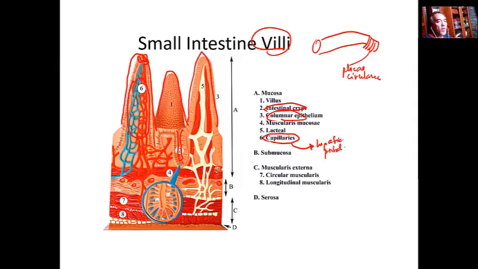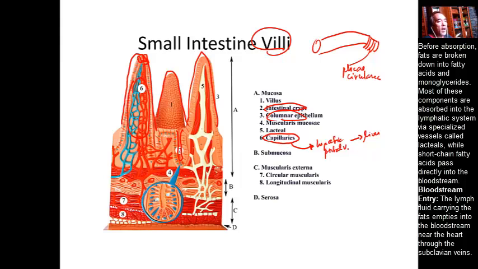And then from the hepatic portal vein, it will then go into the liver. Right? And those are for glucose and amino acids, okay? But as I said, fats are not going through the capillaries. Fats are directly carried by lacteals. Lacteals are part of the lymphatic system.